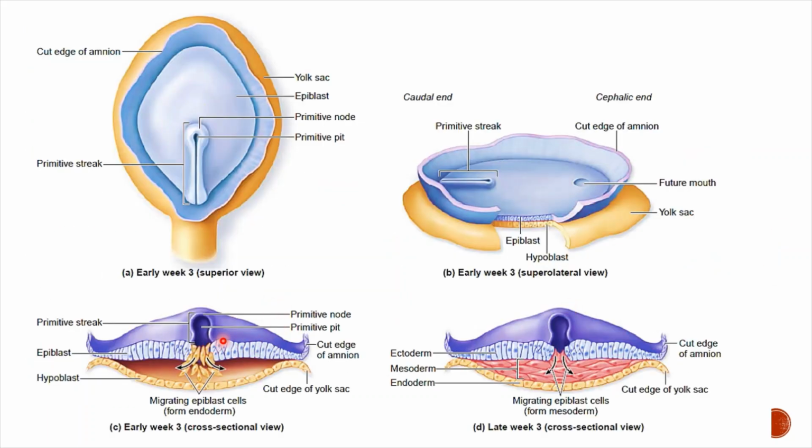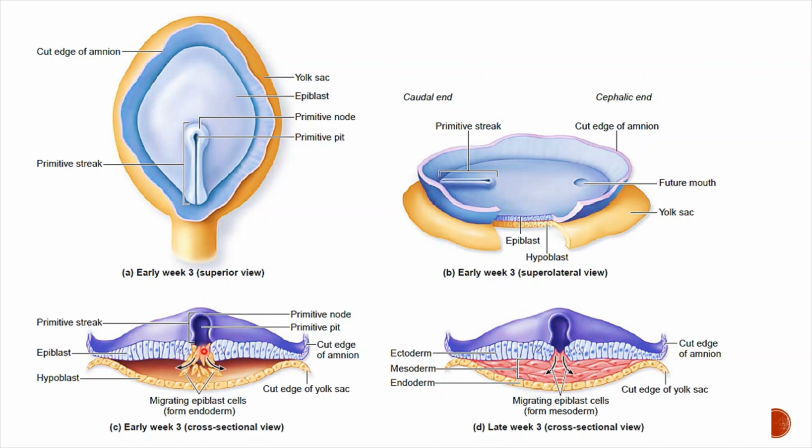So what happens now is that the cells of the epiblast will start migrating through the primitive streak underneath it. So these cells will go underneath the epiblast to a region between the epiblast and the hypoblast. What they'll start doing is that these cells will start replacing the hypoblast. When they replace the hypoblast, it will turn into the definitive endoderm.